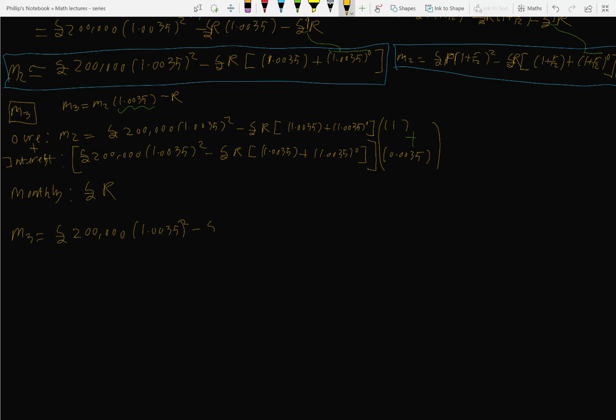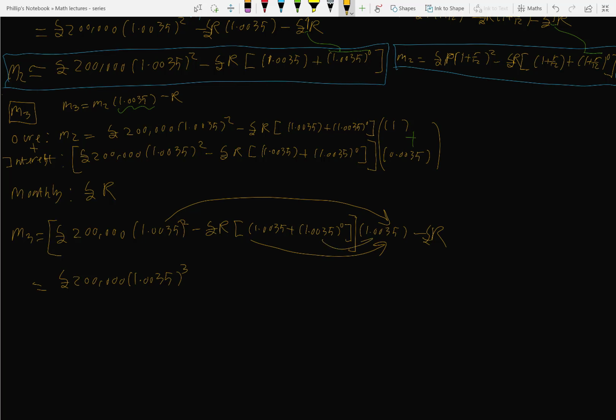Squared minus capital R times by 1.0035 plus 1.0035 to the 0, times by all of that in big brackets, times by 1.0035 minus capital R. So then what we get is £200,000 times by 1.0035 cubed, and every one of these is going to get multiplied by this, so we're going to have minus capital R times by 1.0035. So everything in the brackets is going to go up by 1 in index: 0 plus 1 is 1, 1 plus 1 is 2. But then we're also going to minus again an R outside the bracket, so we're always going to take off an R.